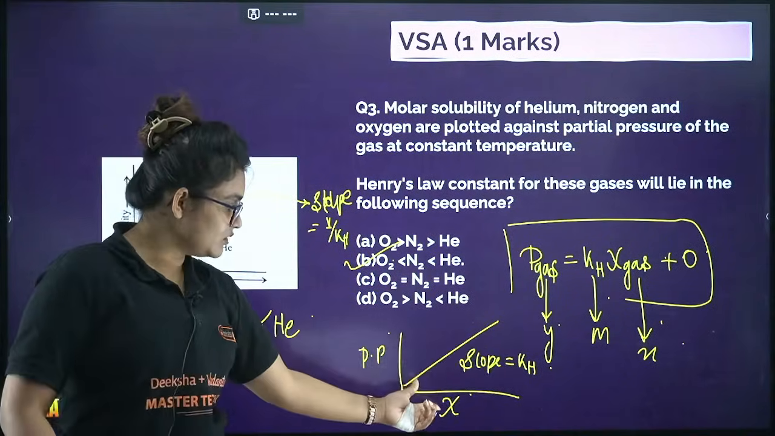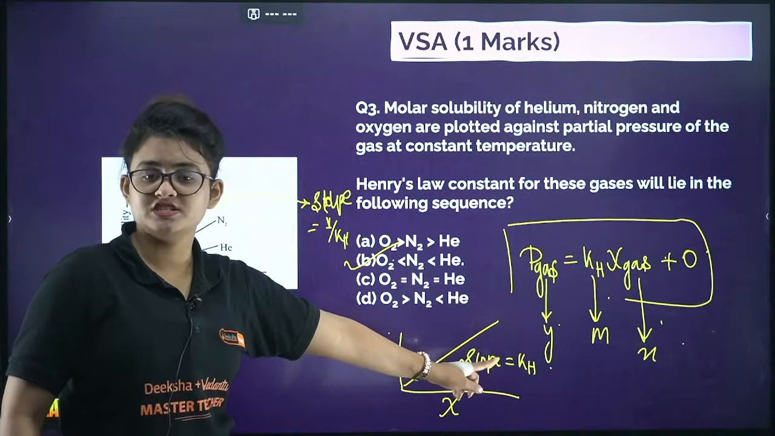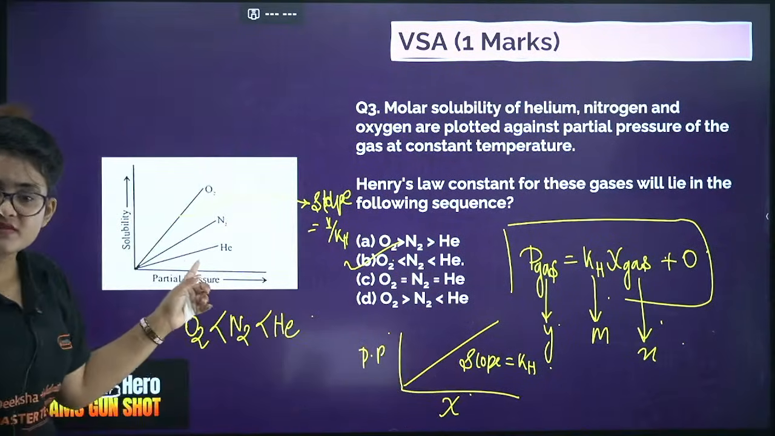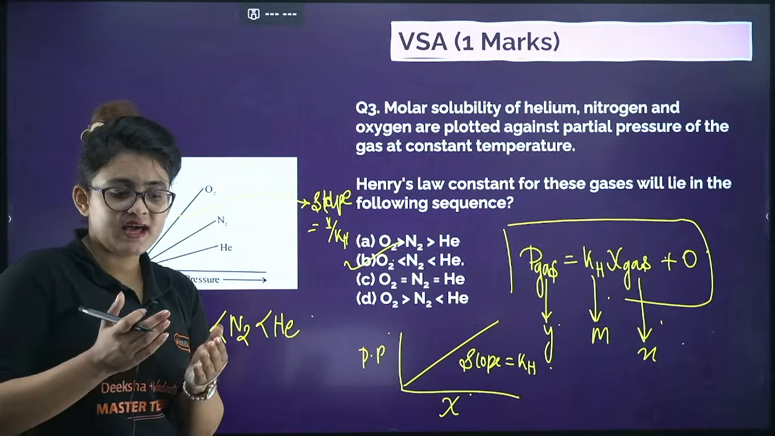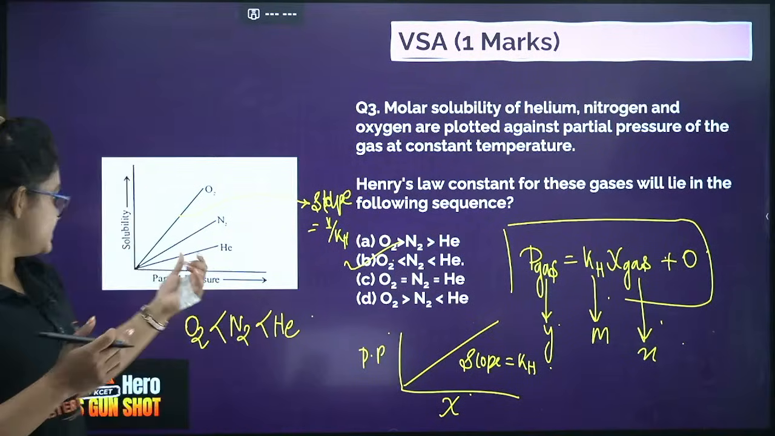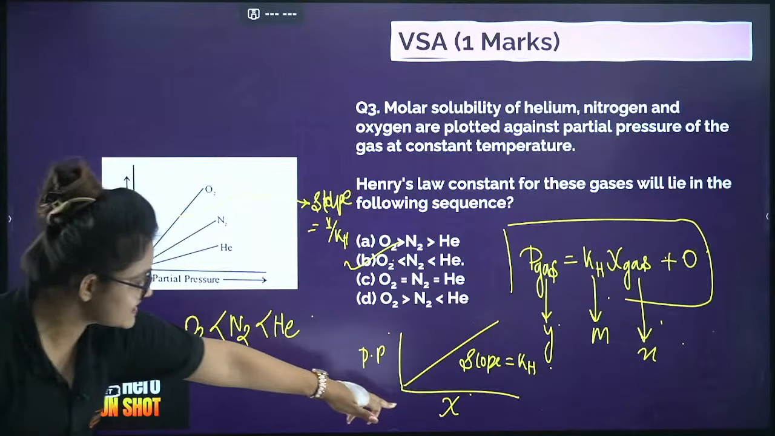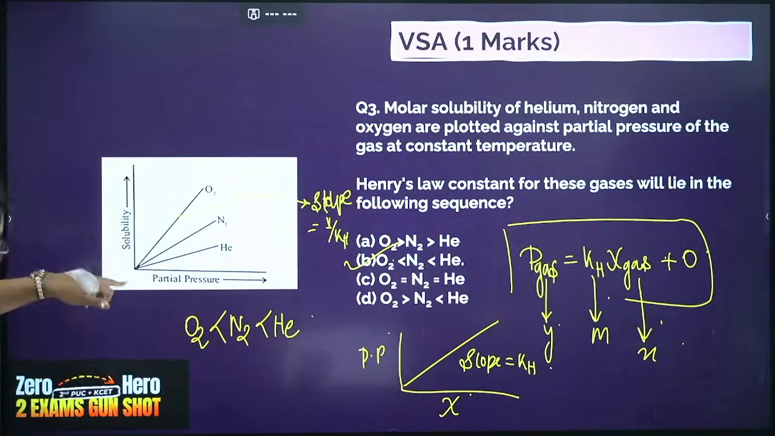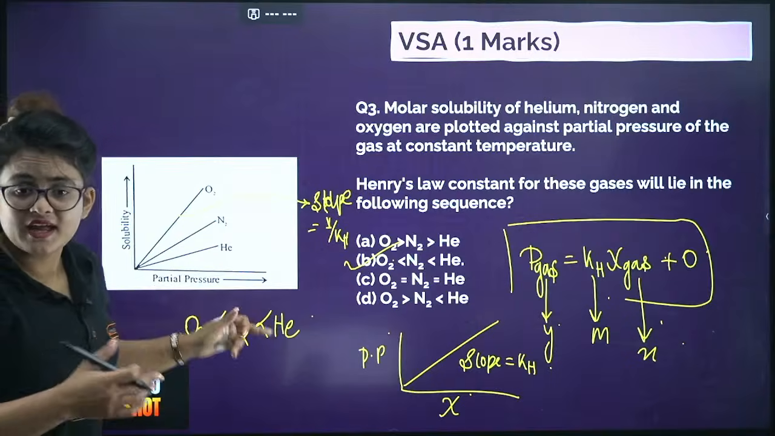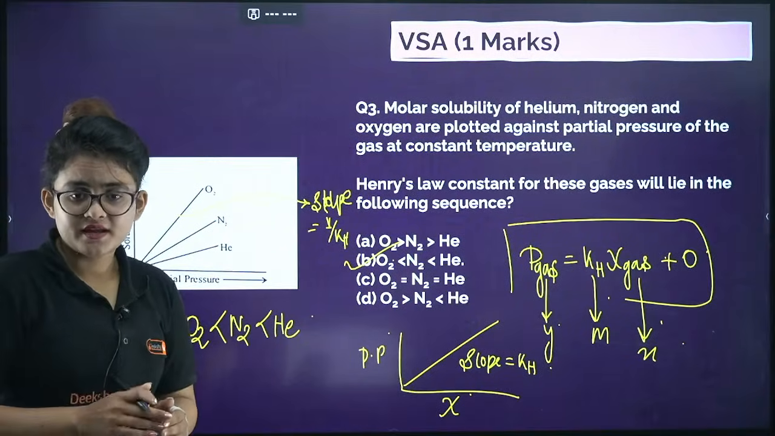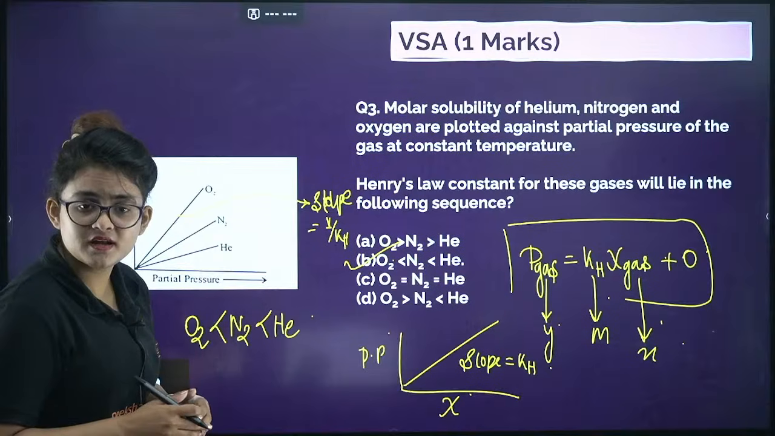In this particular graph, the slope should be kH. But here, whatever is given in the question, the axis is actually altered. You can see solubility should be on the x-axis, but here it is given on the y-axis, and partial pressure is given here. So kH should be reciprocal, right? The slope should be the reciprocal of it, right?